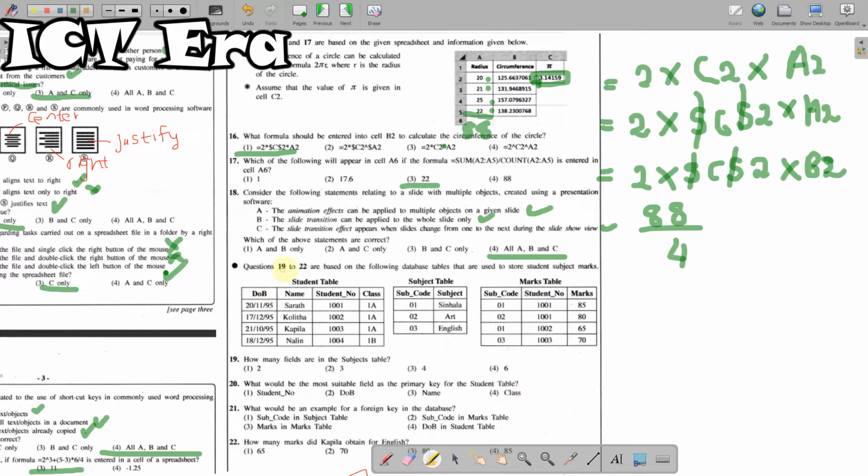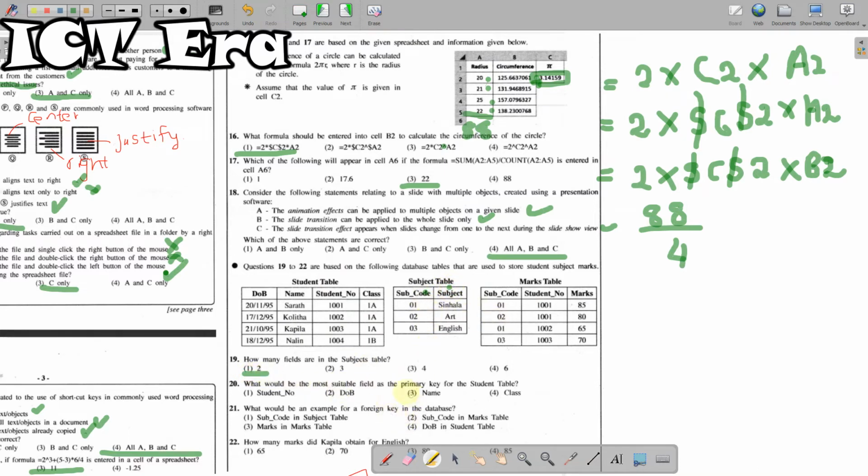Then the next one, questions 19 to 22 are based on the following database tables that are used to store student subject marks. So I thought to do the next 10 questions, but 21 and 22 are also a part of this one. Therefore I have to do another 2 questions more, totally 12 questions. Right. So these are 3 tables. How many fields are there in the subject table? 2 fields are there and 3 records.